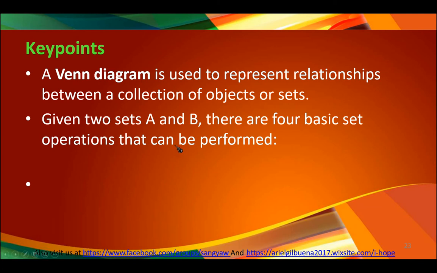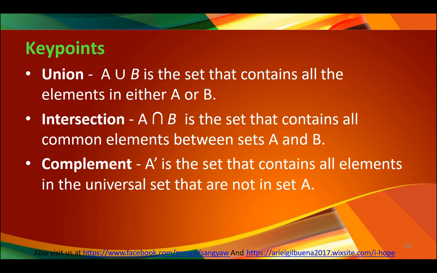And another, meron lagi tayong sets A and B at meron tayong 4 basic set operations that we can perform. Meron tayong union. A union B is a set that contains all the elements in either A or B. Meron tayong intersection. Ito yung symbol niya. A intersection B is the set that contains all common elements between sets A and B.